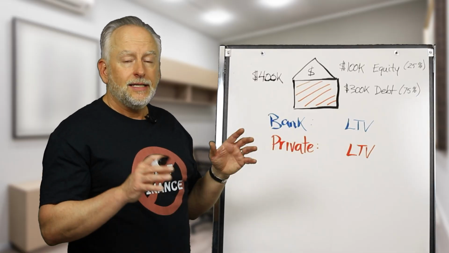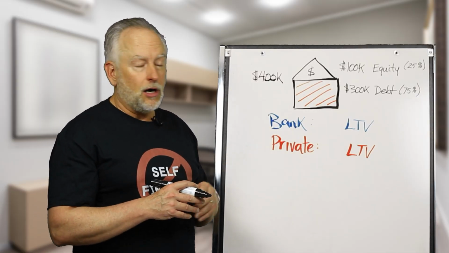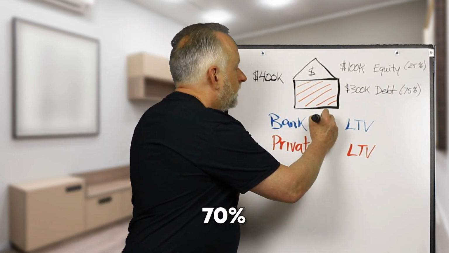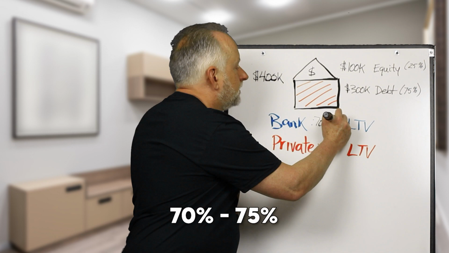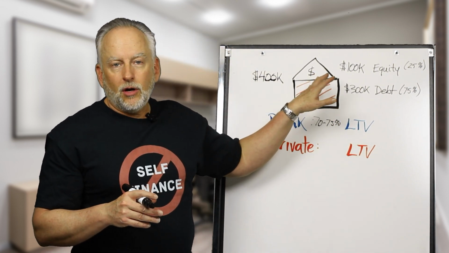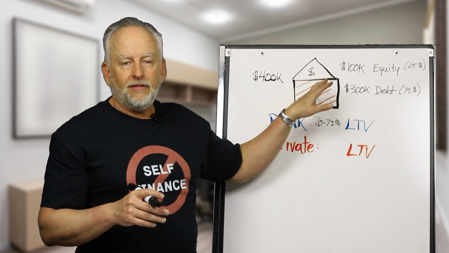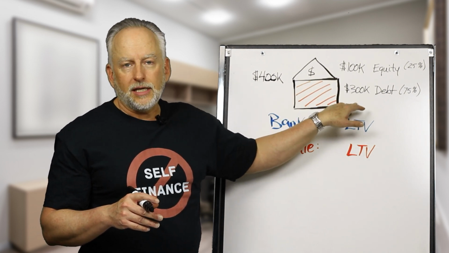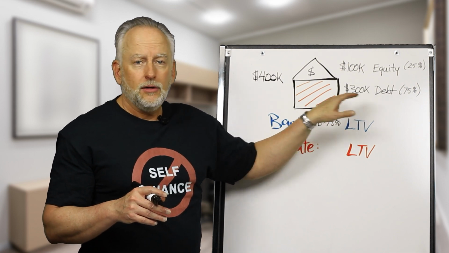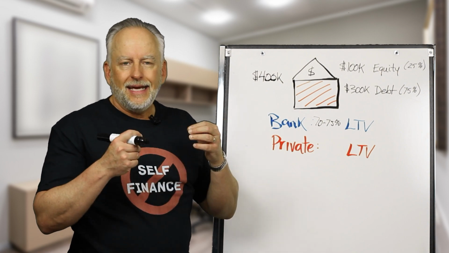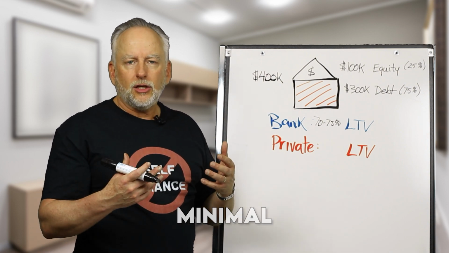But here's the challenge. Typically, especially for investment properties, the bank will only go to 70 to 75% loan to value. So that means if it's a $400,000 property, the bank is comfortable lending up to $300,000 on it. Well, guess what? That doesn't do us any good because that's exactly what we've got. So the bank isn't going to do that, or if they do, the amount that you're going to be able to access is minimal. So what other choices do we have?